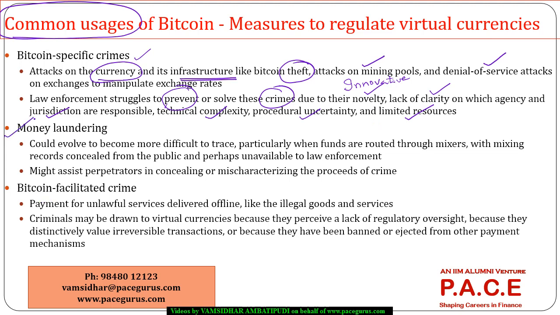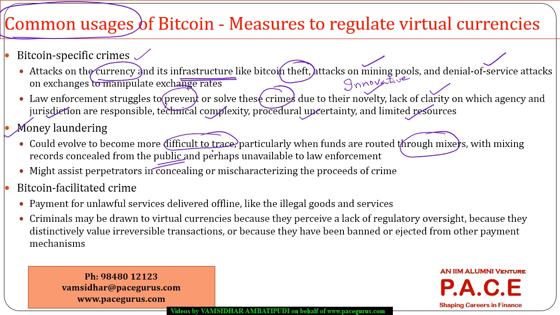The second major heading that I want to look at here is that the Bitcoin kind of virtual currency is being used for money laundering purposes. As I have already spoken about, there is no one central system which is issuing these currencies. So the tracing becomes very, very difficult, and the funds are typically routed through various mixers, and the mixing records are completely concealed from the public. So even for law enforcement, they are completely unavailable.